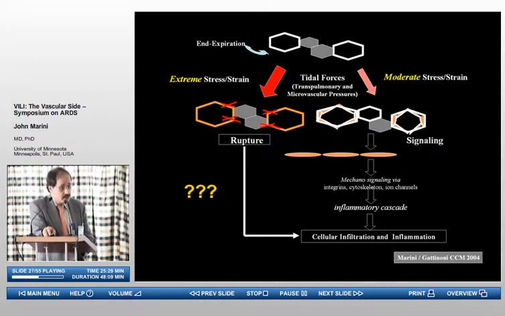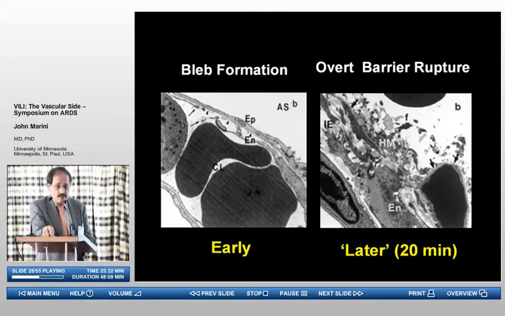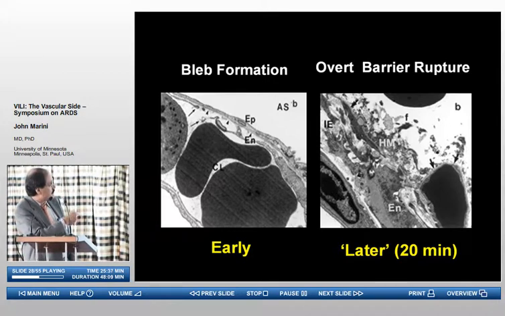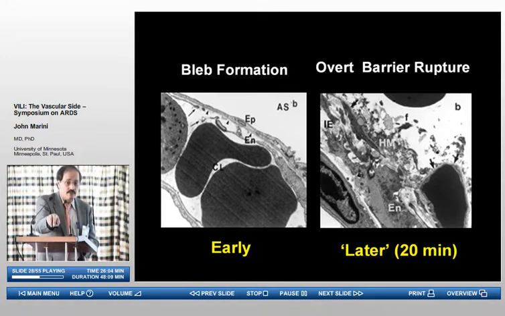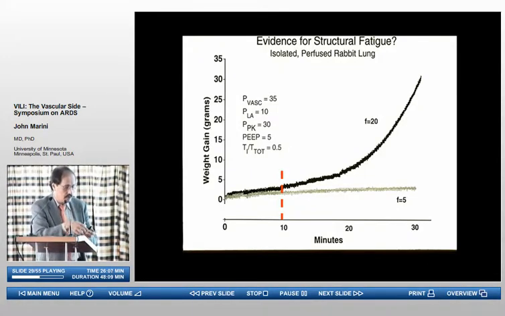Does this happen in the clinical setting? And we think that it does. This is work from a paper of Dreyfus. Here you have the bleb formation that I think Rolf showed us earlier, a very early change. And later, only 20 minutes later, there is no membrane left. It is shattered. It is broken. And red blood cells, we would think, should be able to find themselves inside the alveolus. That's a very short time for an inflammatory process to occur.